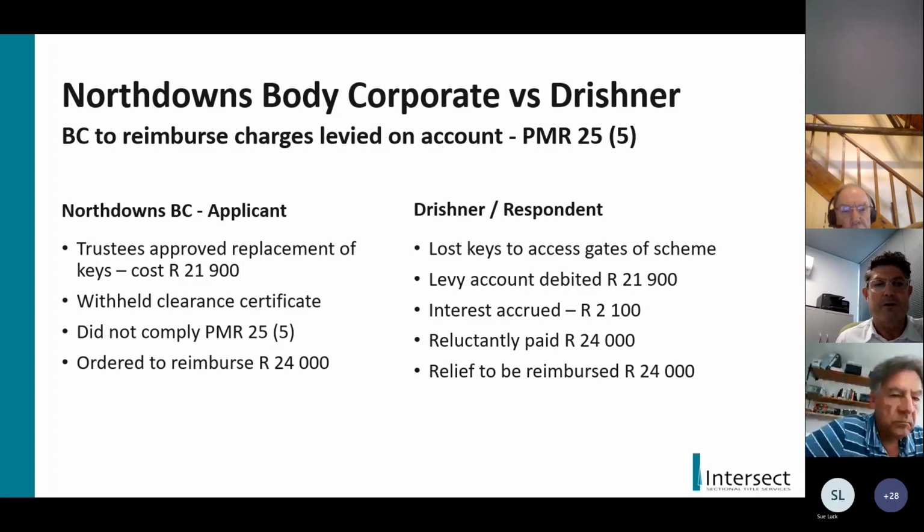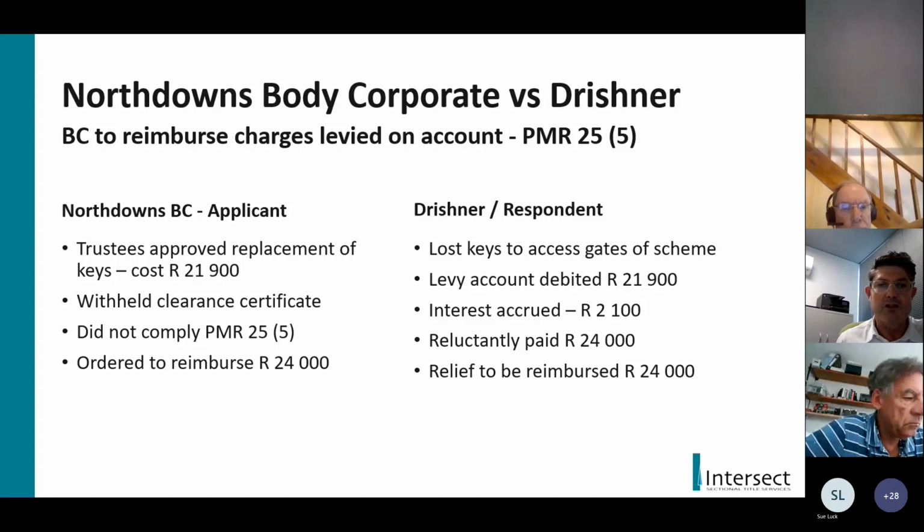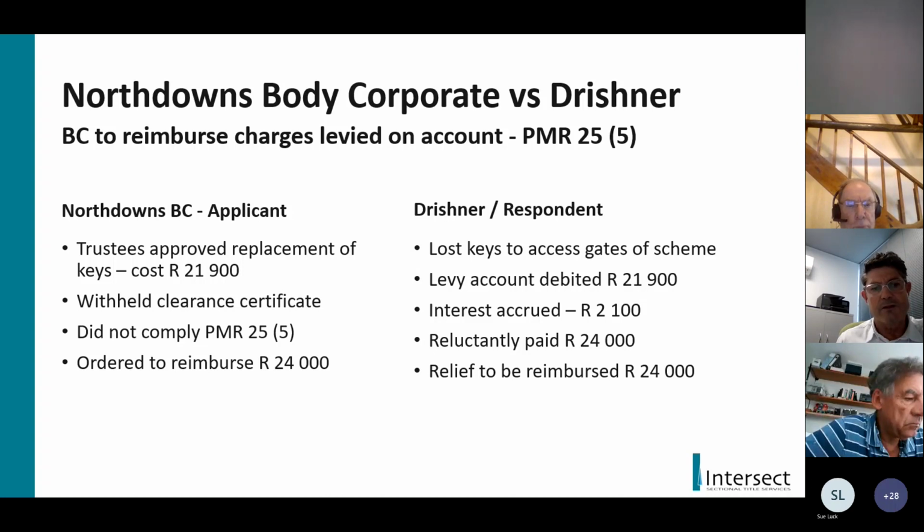And the only reason here was because the body corporates were not entitled to raise charges to the levy account that was either not provided to them by adjudication order or by order of court. So that's very important to consider, especially from a trustee's perspective and also from a managing agent perspective, that we're always aware that you can't go and charge charges to a levy account unless you have an adjudication order or a court order against the owner.